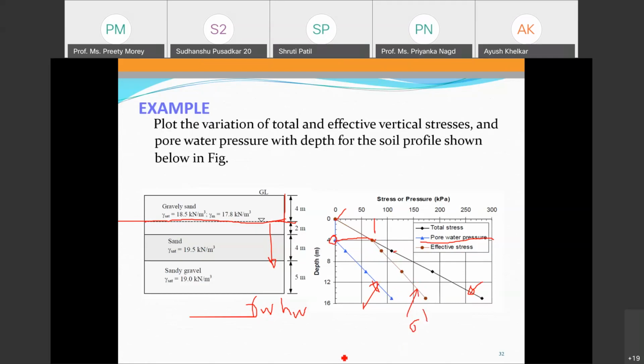So likewise, I can calculate effective stress from this simple equation, sigma dash equals sigma minus u. Here u is the pore water pressure, sigma is the total stress, and sigma dash is the effective stress.